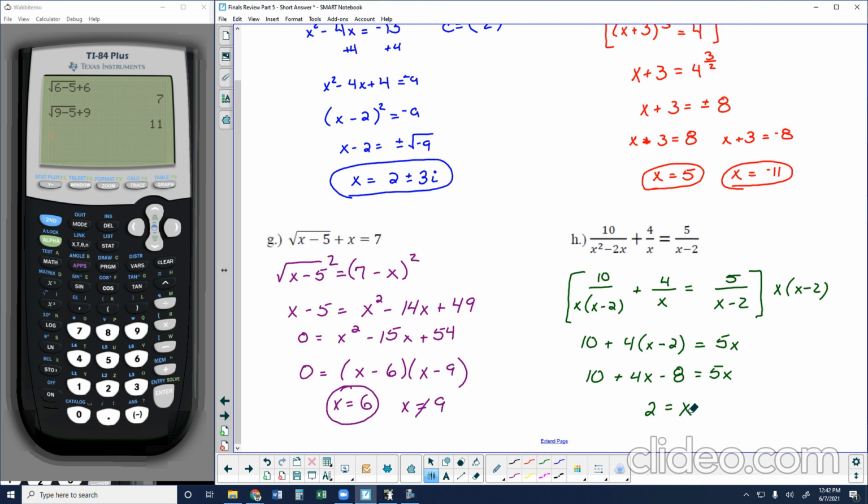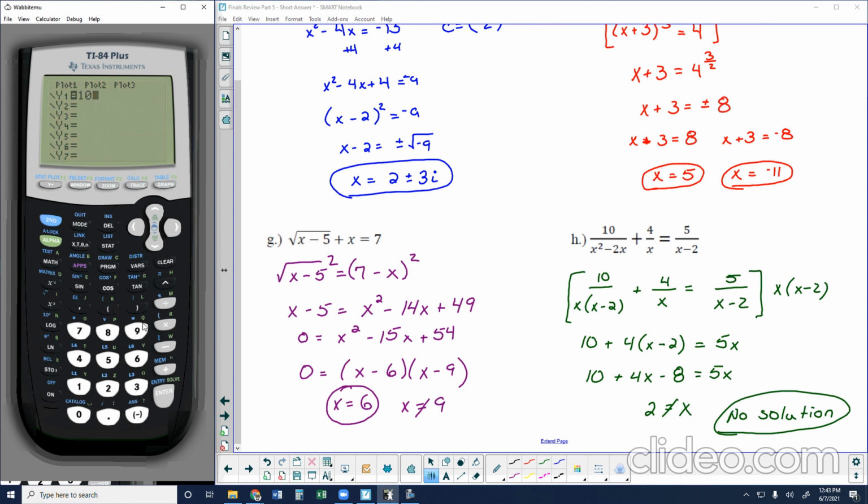Now, I do need to be careful here and check for, again, extraneous solutions. What we know about fractions is that you cannot have a 0 in the denominator. If I were to put a 2 into this denominator, this would give me a 0 in the denominator. So 2 can actually not be a solution. So if 2 is the only solution I get, and it's extraneous, then this equation actually has no solution. Now we can also check this graphically.